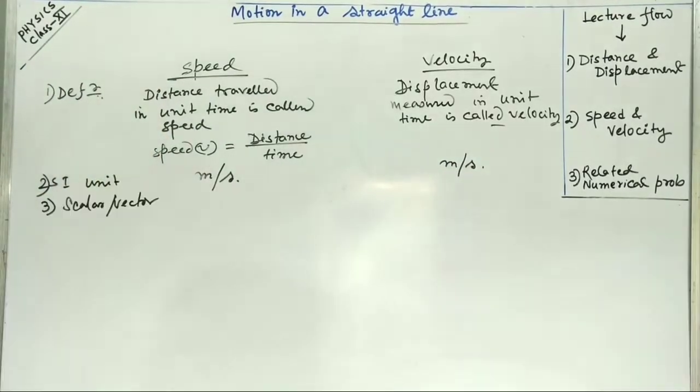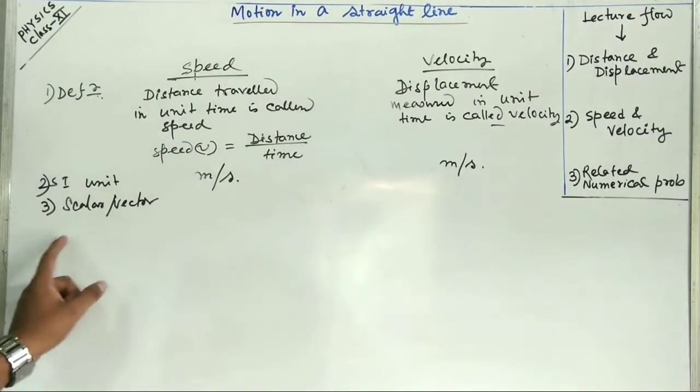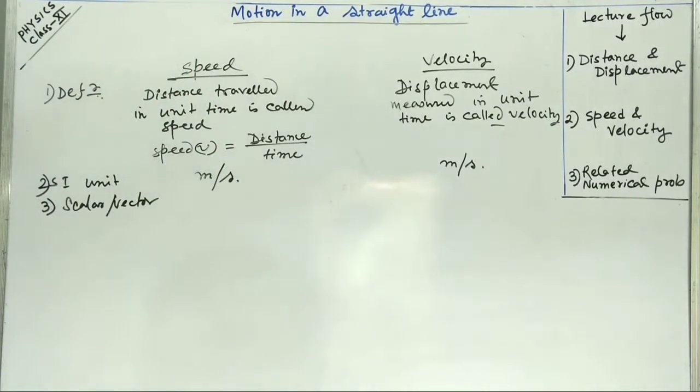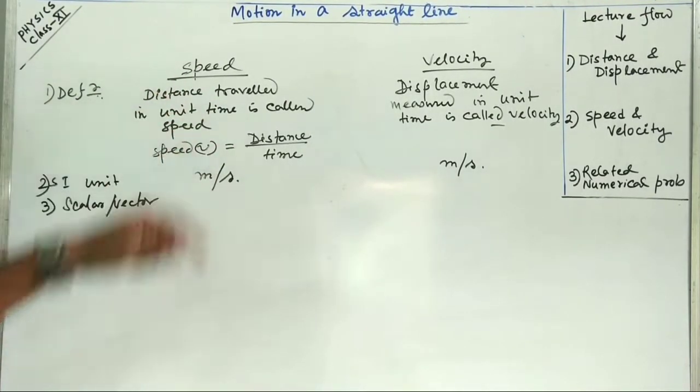Now the third point: scalar or vector. Speed has only magnitude, it is derived from the distance, so it is a scalar.